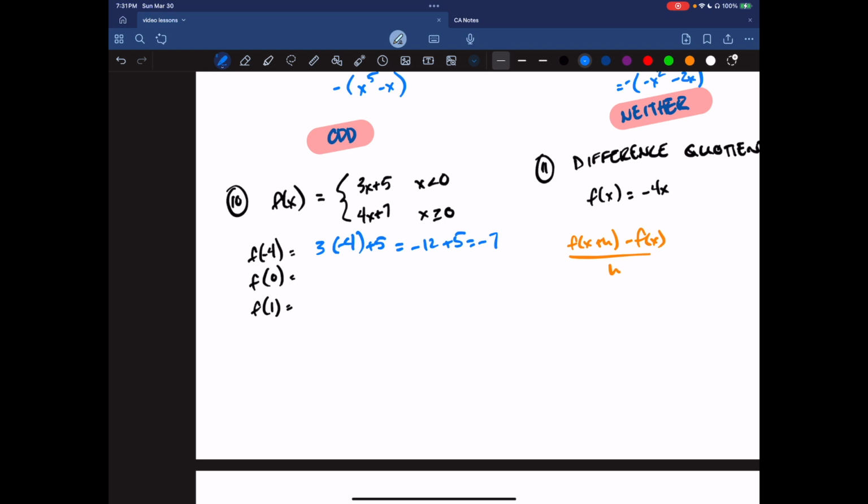Okay. Same thing on 0. All right, this is less than or equal to 0, but it's not equal to... I need equal to. So I'm going to use the second one. Okay, so 4 times 0 plus 7. The first part of that's going to go to 0. So this is just going to be 7. And then similarly, this is greater than or equal to 0. So 1, we're going to plug into the second one as well.